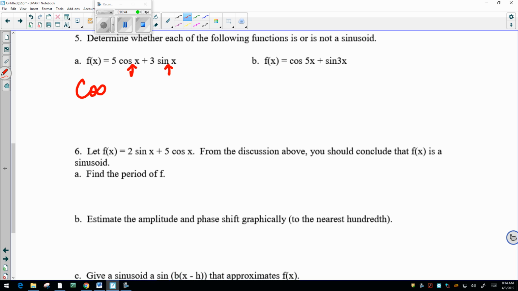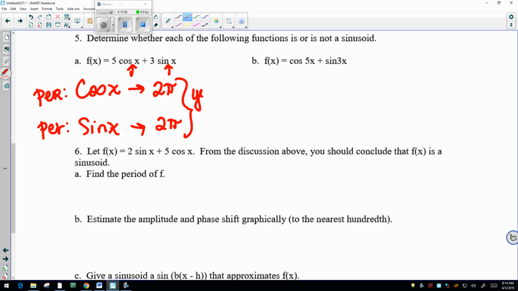So if I were to think of the period for the cosine function, I could tell you that the period would be 2 pi over b, or just 2 pi. Okay. Same thing for the period for just that sine function. Again, that's just going to be 2 pi over b, and since b is 1, it's 2 pi. Since they are the same, I can say yes, that has to be a sinusoid.